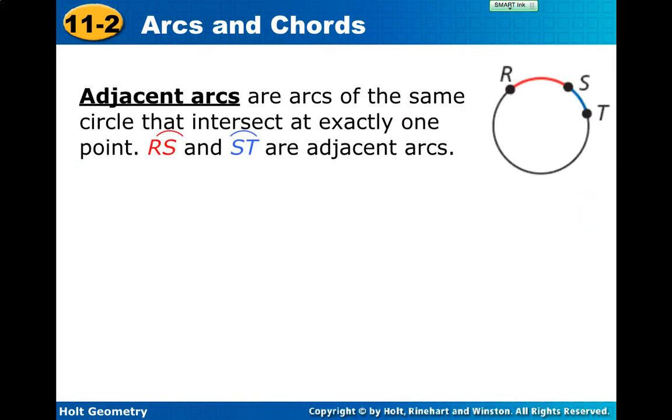Adjacent arcs. Adjacent arcs, it says, are arcs of the same circle. So they have to be in the same circle, and they intersect at exactly one point. In other words, they'll be hooked together at the end. So in this picture, we've got arc RS and arc ST. Those are adjacent arcs. So on the picture that's on the board, give me 2 adjacent arcs.